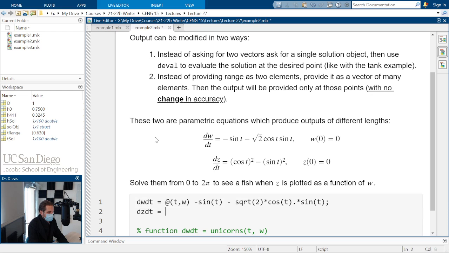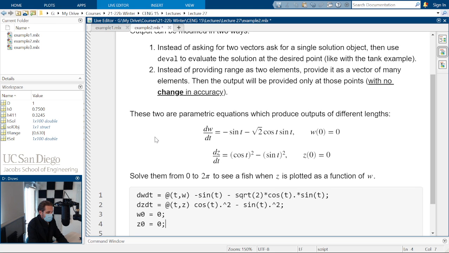Similarly, dz dt is this time a function of t and z, but it's going to be cosine of t squared minus sine of t squared. Remember, anonymous functions get defined before you use them. Local functions get defined all the way at the bottom of the script. And that's just syntax. There's no special reason for that other than that's the way Matlab needs it to be. We can define our initial conditions, so W0 is 0 and Z0 is 0.